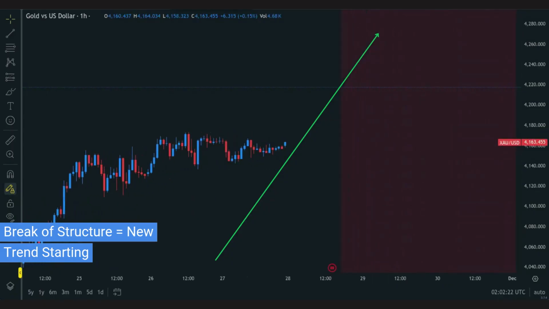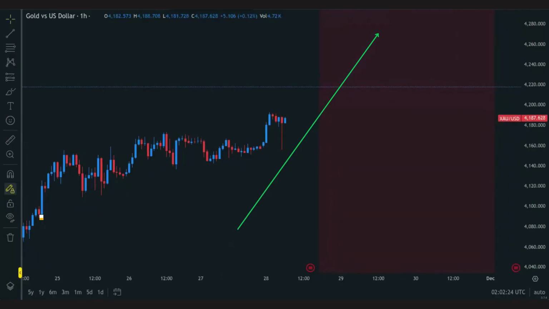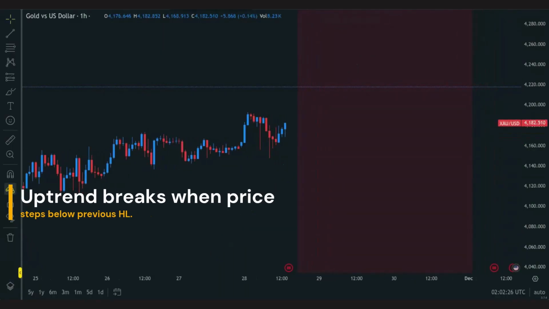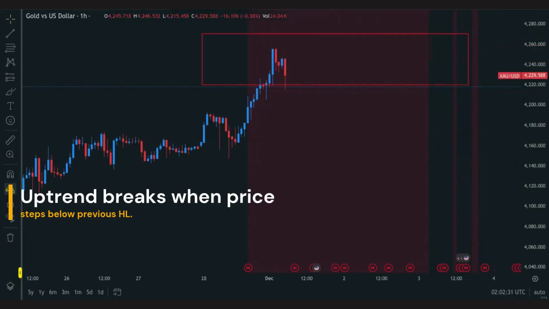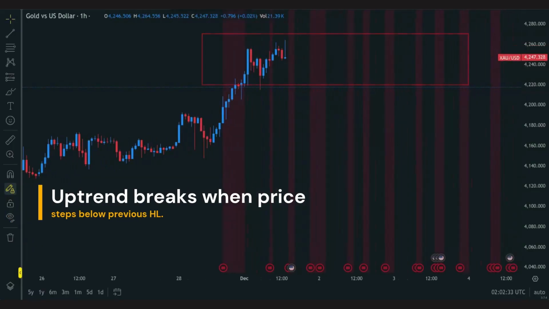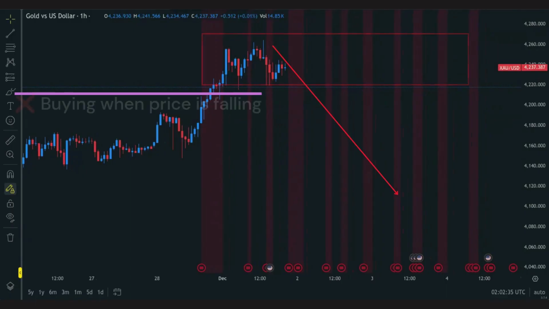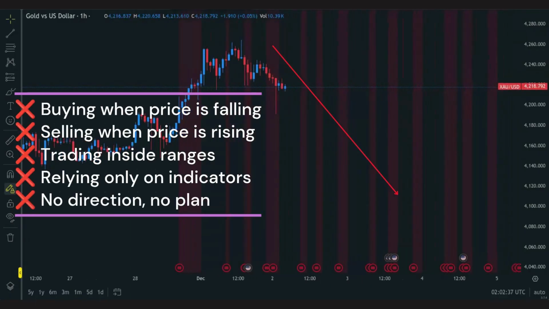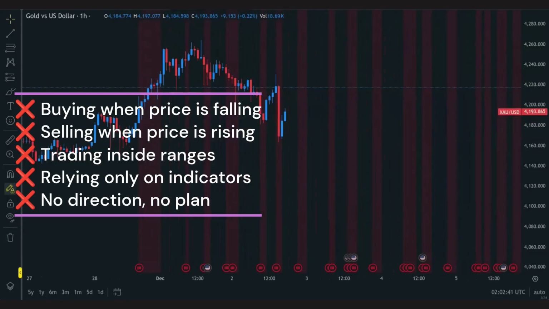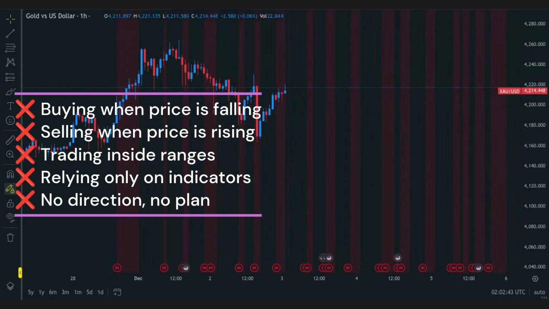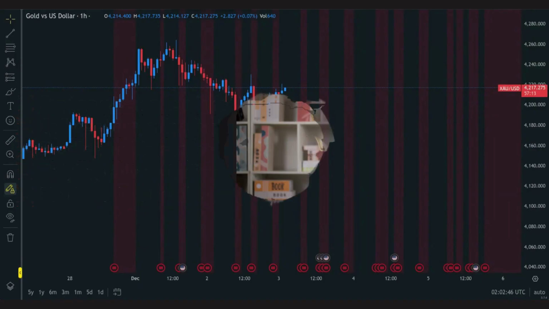Imagine you are climbing stairs. Step up, small step down, step up again. That's an uptrend. But the moment you step down below your previous step, you stopped climbing. Trend broken. Beginners try to trade everything. Professionals trade structure only. If you fix your structure understanding, your trading changes forever.